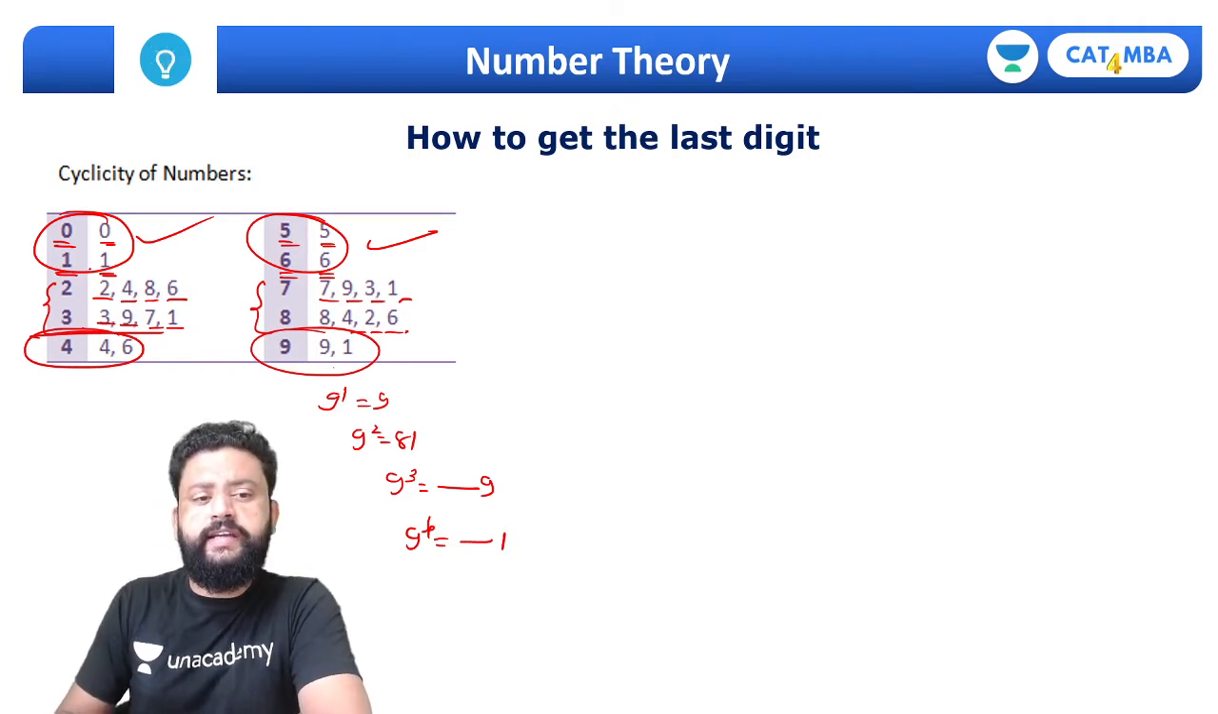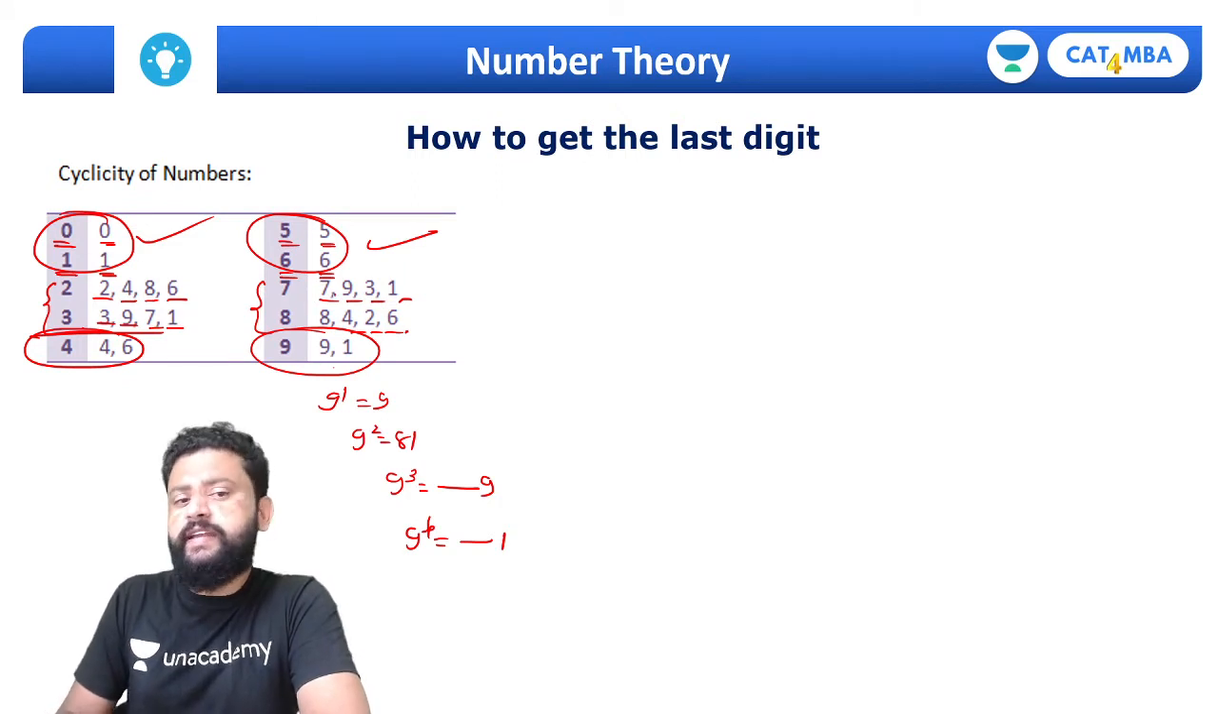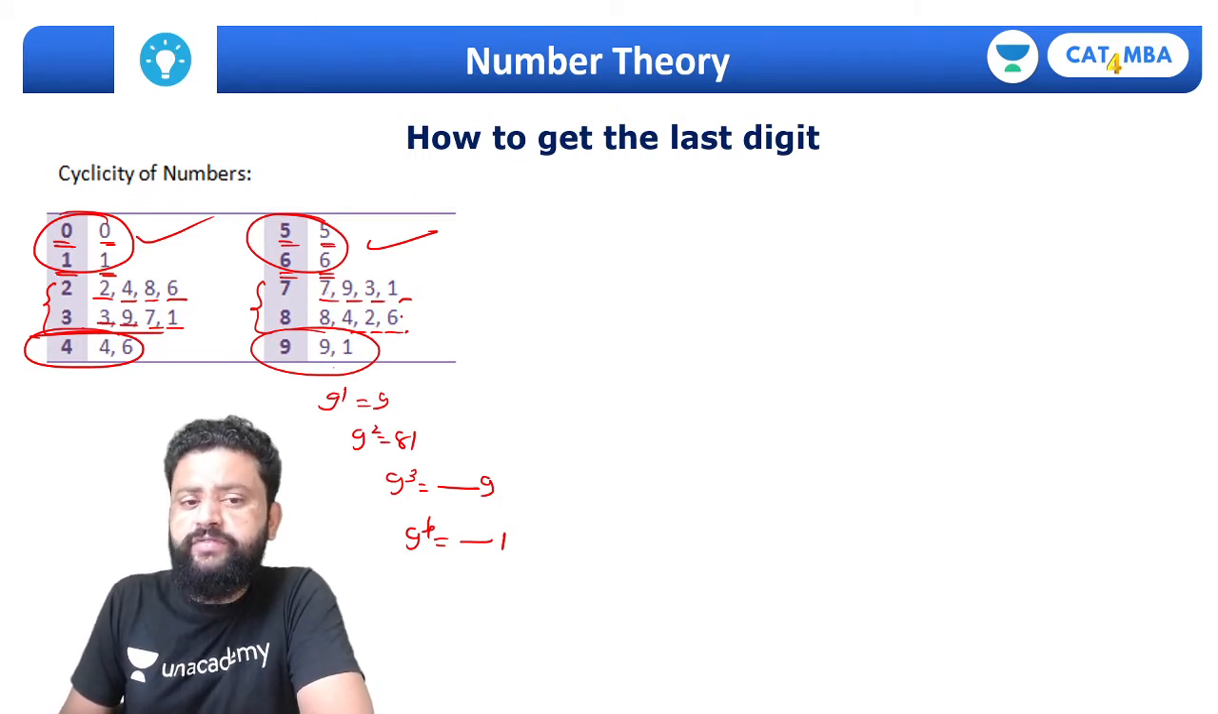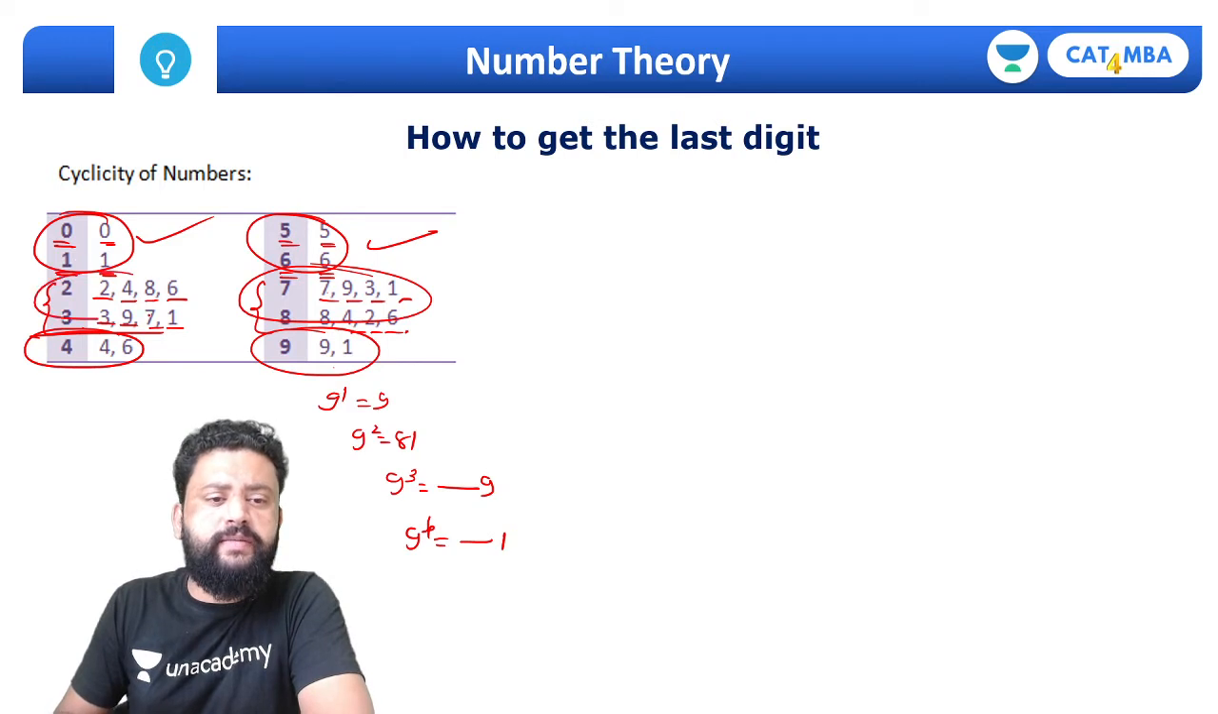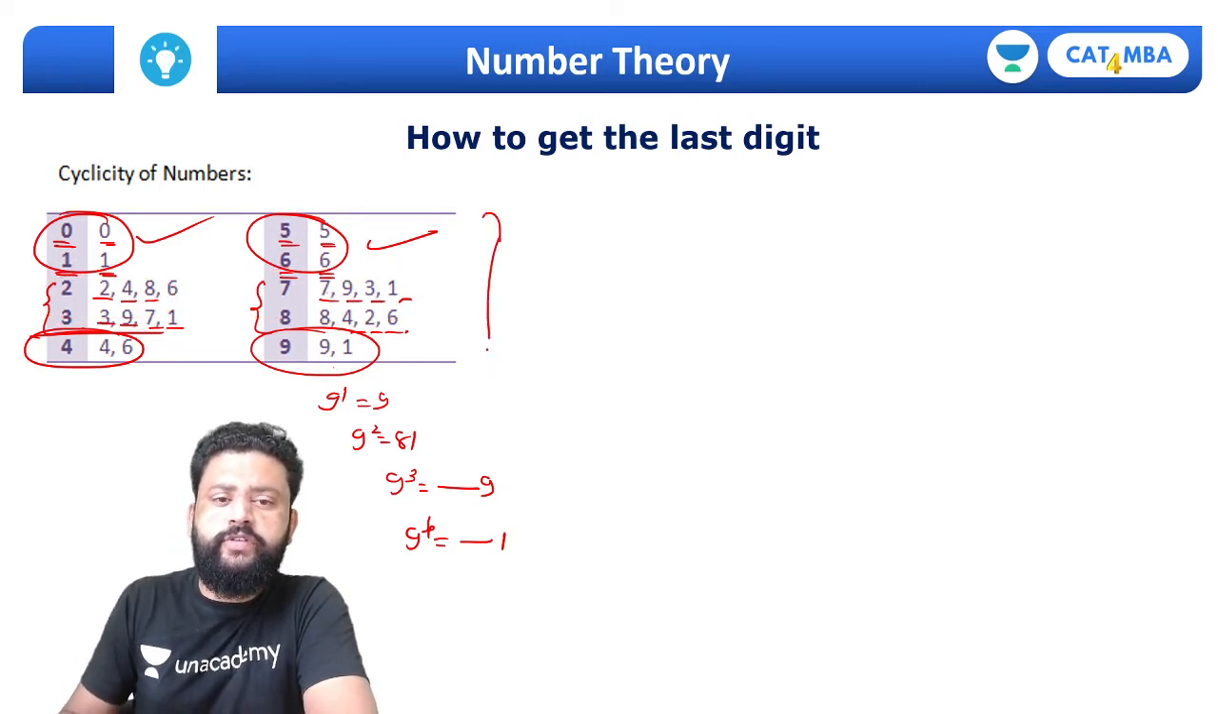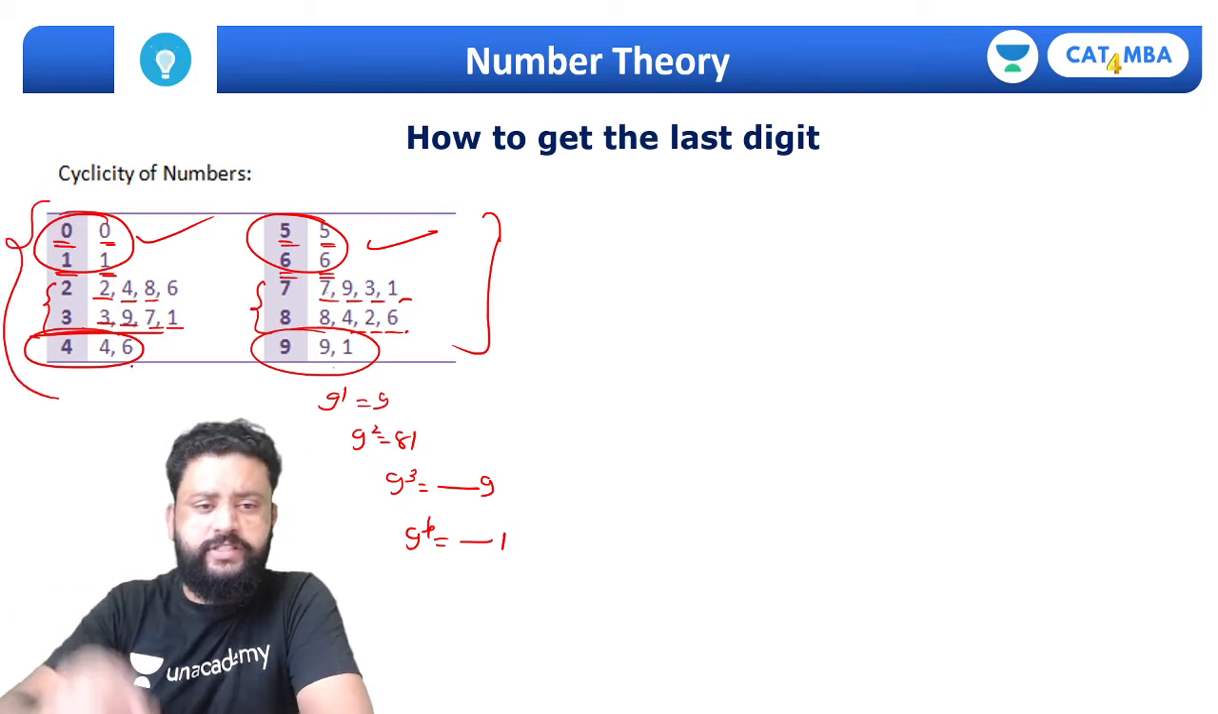Then 2, 3 के लिए: 2 के लिए 2, 4, 8, 6, 3 के लिए 3, 9, 7, 1, 7 के लिए 7, 9, 3, 1 and 8 के लिए 8, 4, 2, 6. ये 4 times के बाद repeat होता है. So we'll check for the 4's multiple. So these are the simple rules you can conclude and remember.